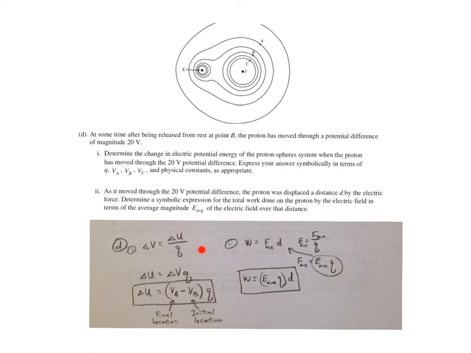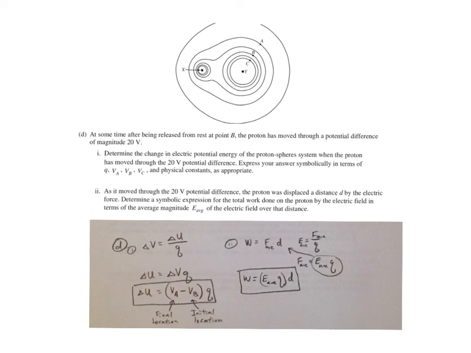It's tempting to use, but if you rearrange this equation, delta U equals delta V Q. And delta V, if you move from your initial location, potential at B, to potential at A, the change in anything is always your final value, your delta, your V sub A, final potential, minus the initial potential, times Q. So that's the answer to part I.